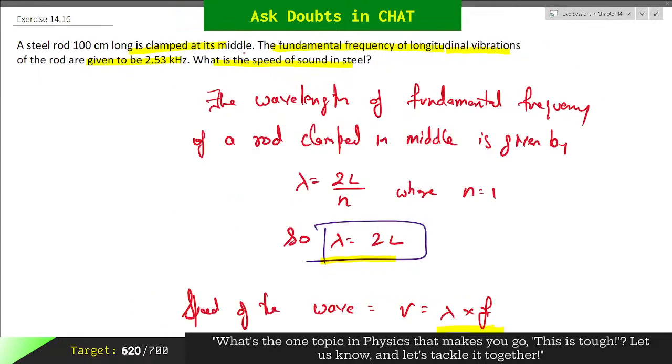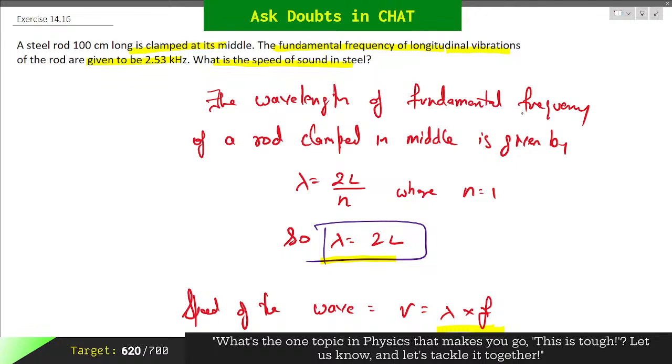So 14.16: the steel rod of 100 centimeter length is clamped in the middle. The fundamental frequency of longitudinal vibration of the rod is given to be 2.53 kilohertz. What is the speed of sound in steel? So here the steel rod is clamped in the middle. It means that the middle part of the steel rod has a node.